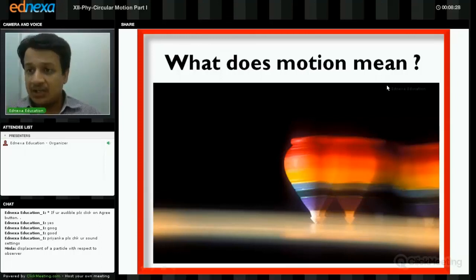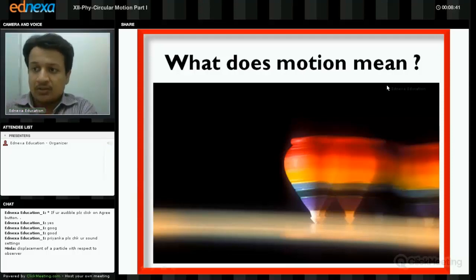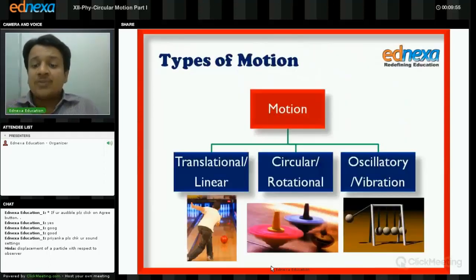Displacement of a particle from one point to another point is known as motion. Displacement of a particle from one point to another point with respect to another object is known as motion. So displacement of a particle with respect to another particle is known as motion. Is it right? This definition we discussed in 11th standard. Next, what are the types of motion?